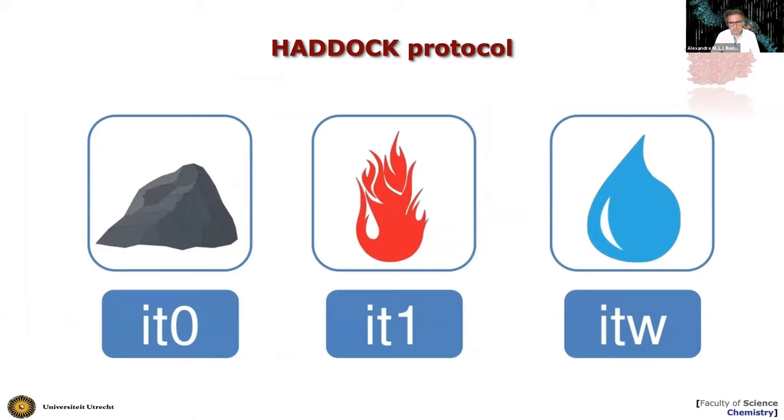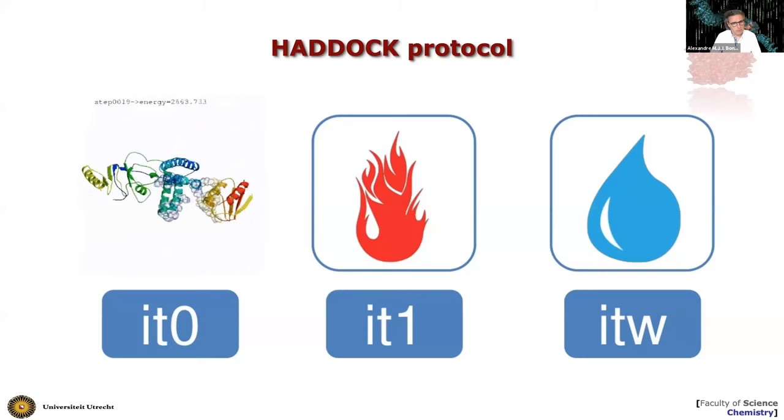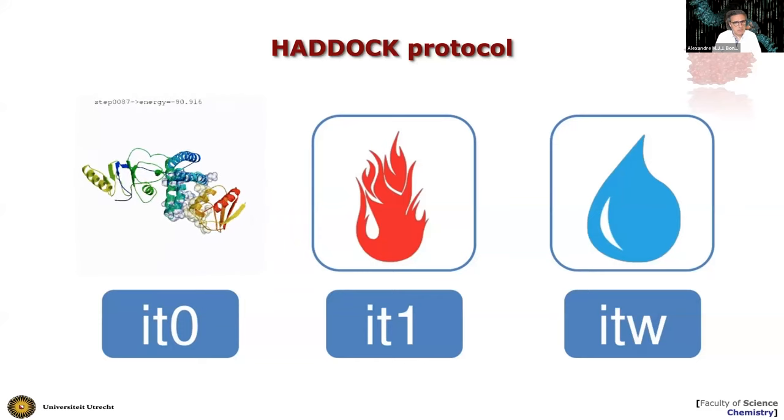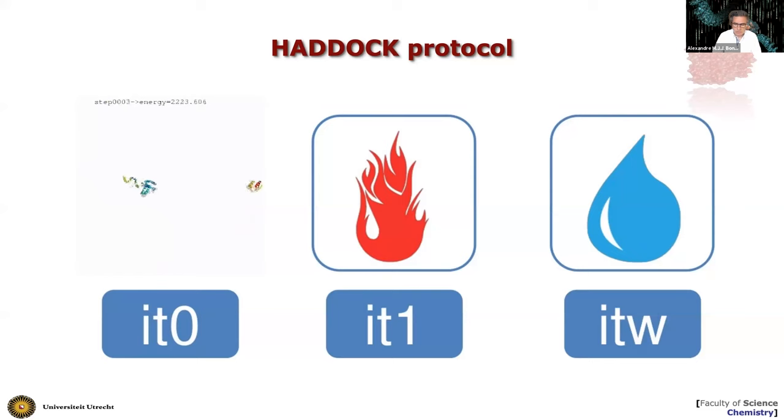So how do we do all this modeling in Haddock? We have three stages. In the first stage, we treat the molecules as rigid bodies and we minimize the energy of the system. So here we have rock solid molecules.